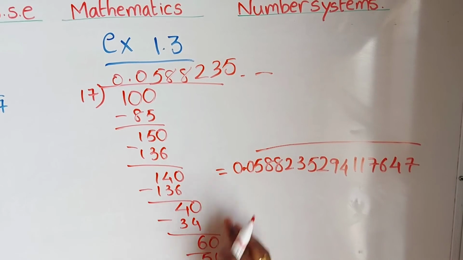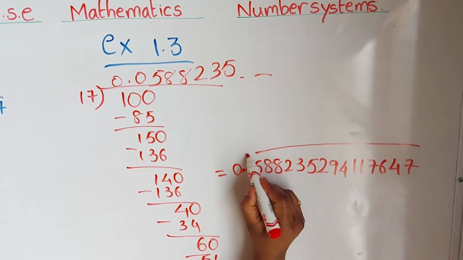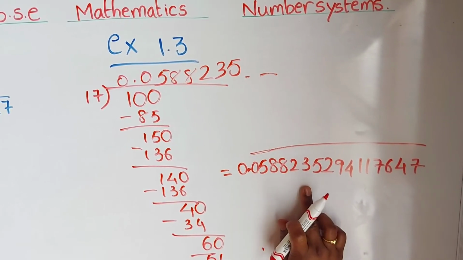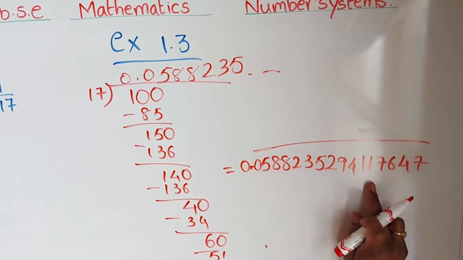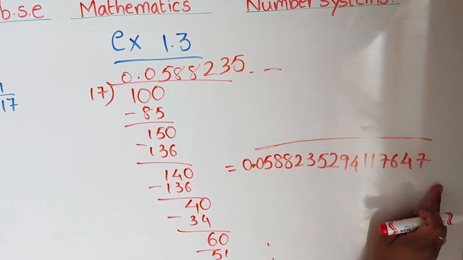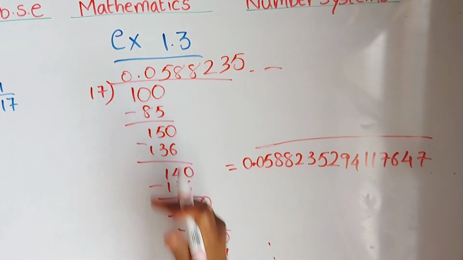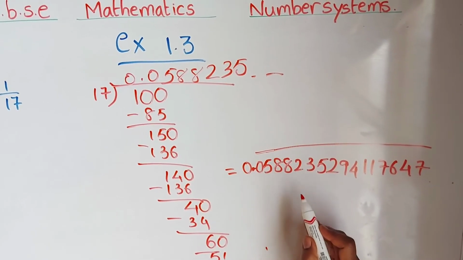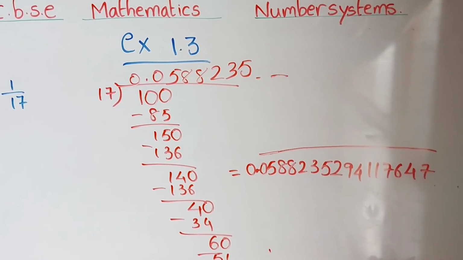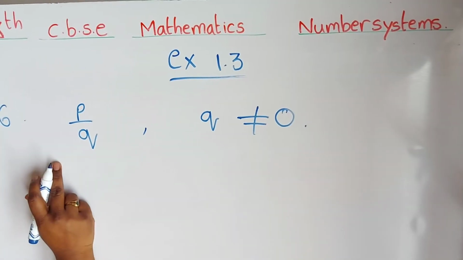After many steps, I got the answer 0.0588235294117647 bar. After that, the same process repeats. That means 0588, these numbers continue. Okay, children? Sixth question, children.